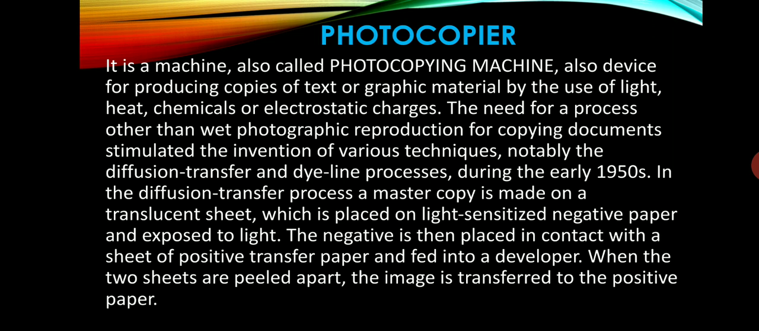The negative is then placed in contact with a sheet of positive transfer paper and fed into a developer. When the two sheets are peeled apart, the image is transferred to the positive paper.